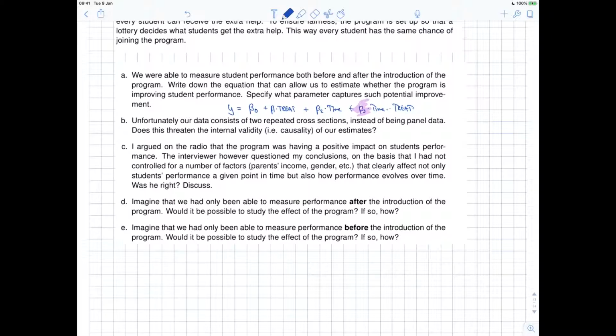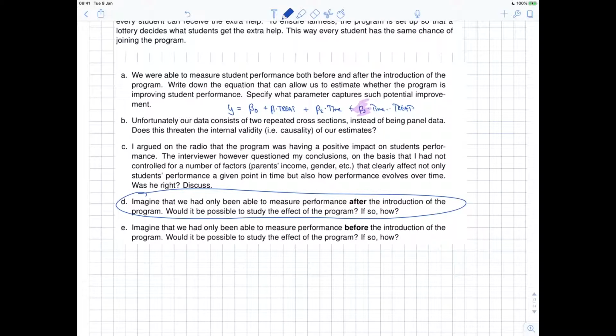The thing that rescues us is the fact that we are told that this treatment is entirely random. Okay? So if this treatment is entirely random, we certainly don't mind that we have 2 repeated cross-sections. In fact, imagine that we'd only been able to measure performance after the introduction of the program. So we have the treated group and the non-treated group. Would it be possible to study the effects of the program? If so, how?